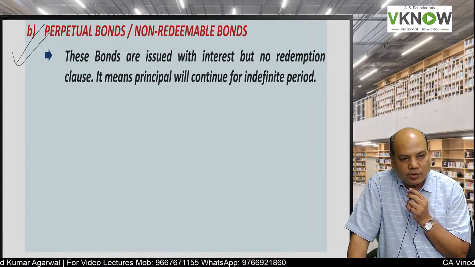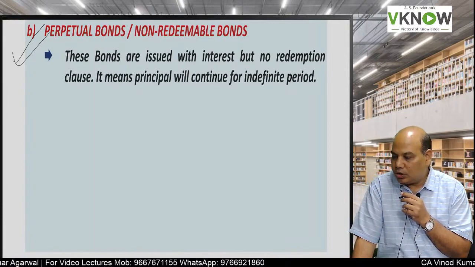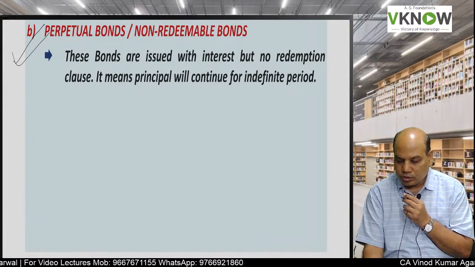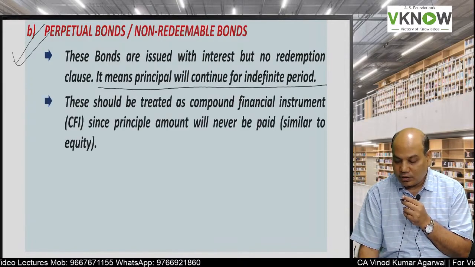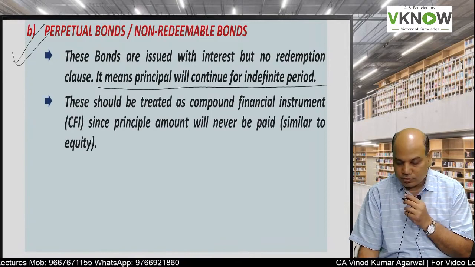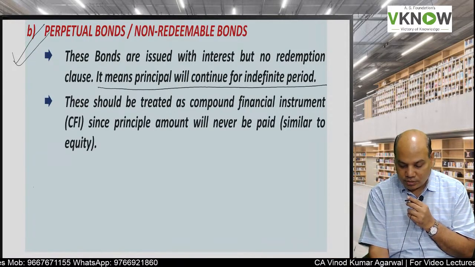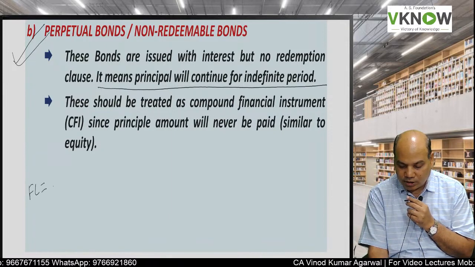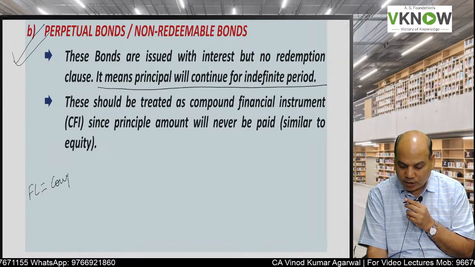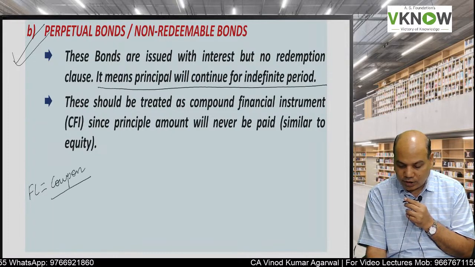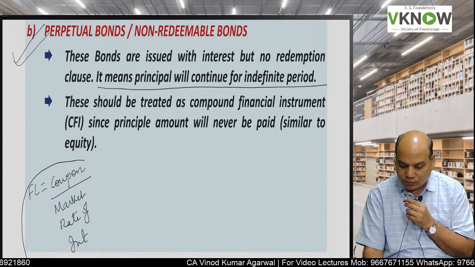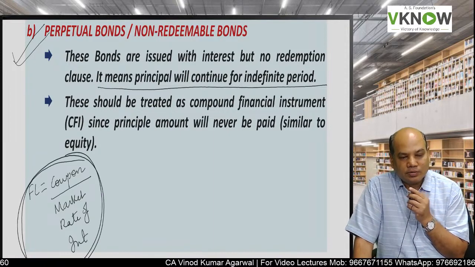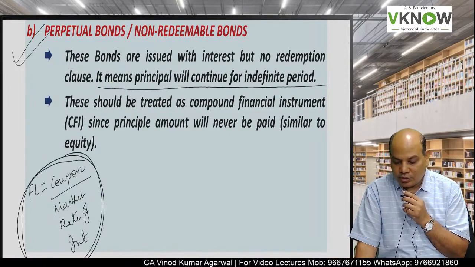Another special situation is perpetual bond or non-redeemable bond. These bonds do not have a maturity date. Only coupon will be paid. Principal amount will not be repaid. So whether these are financial liability or not, we will check by taking the coupon paid periodically divided by the market rate of interest. This portion will be treated as financial liability. Remaining amount will be treated as equity.